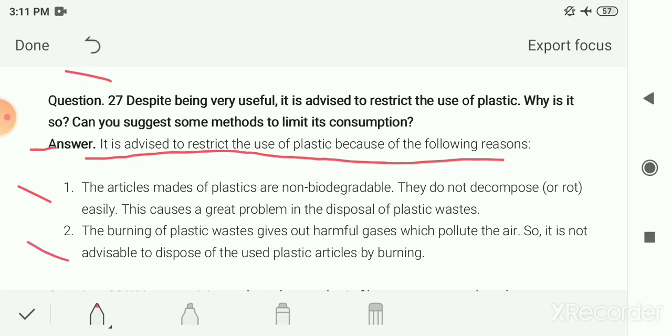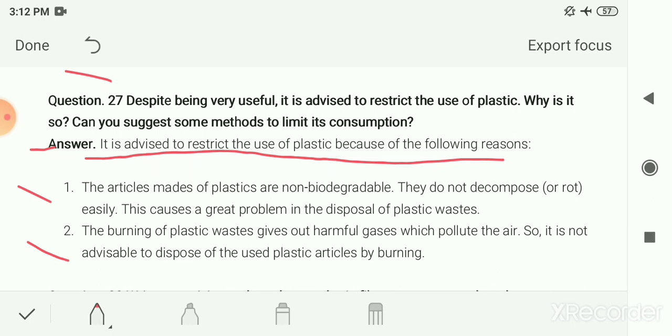Next, the burning of plastic waste gives out harmful gases which pollute the air. If we think we can decompose plastic by burning it, burning plastic waste releases harmful gases into the air, and as a result causes air pollution. So it is not advisable to dispose of used plastic articles or items by burning. That's why it is advised to restrict the use of plastic.